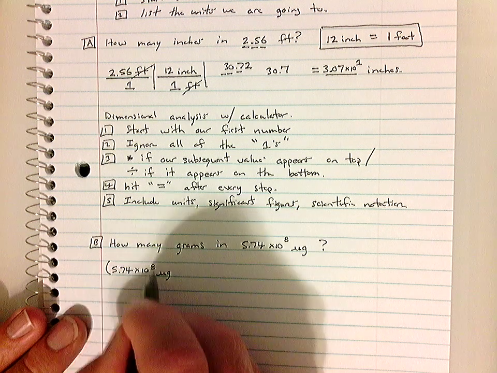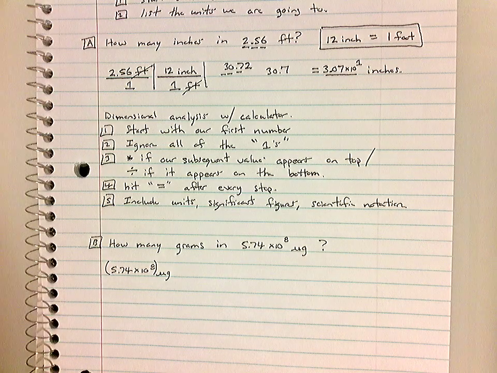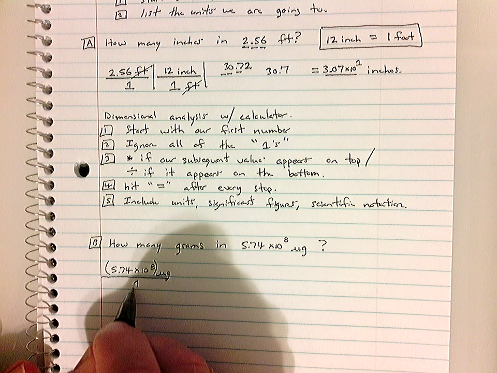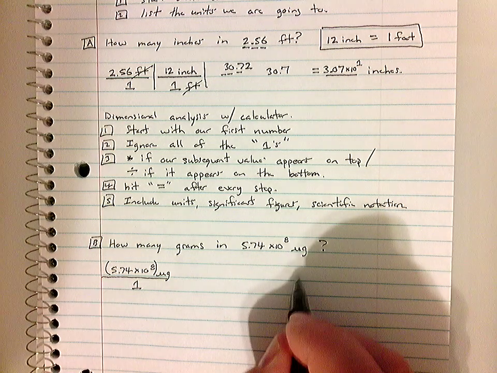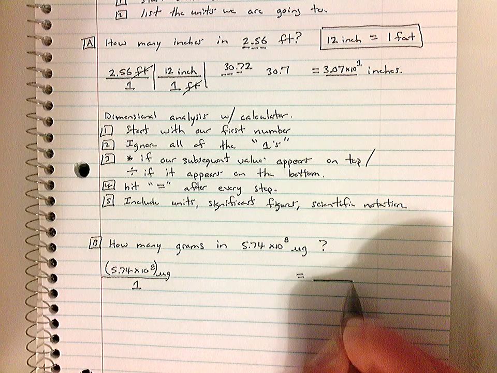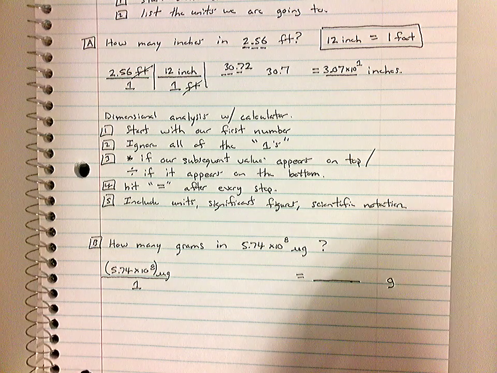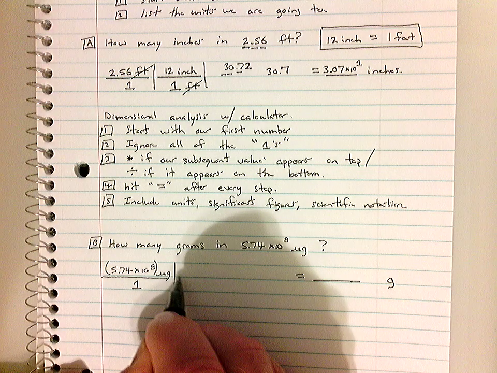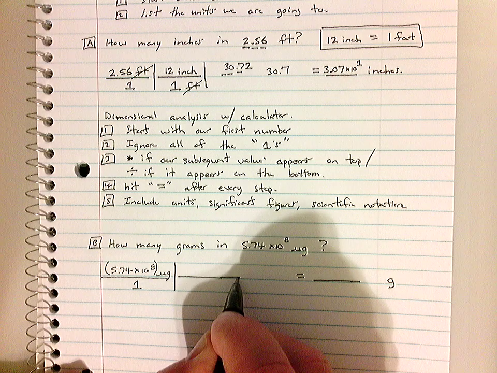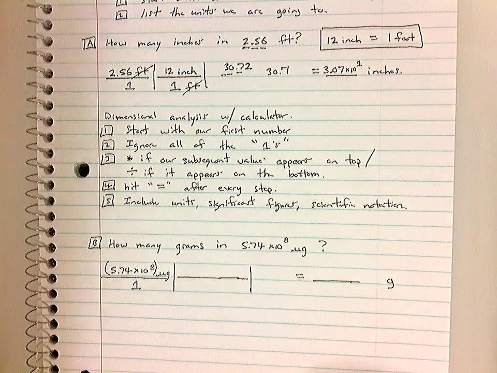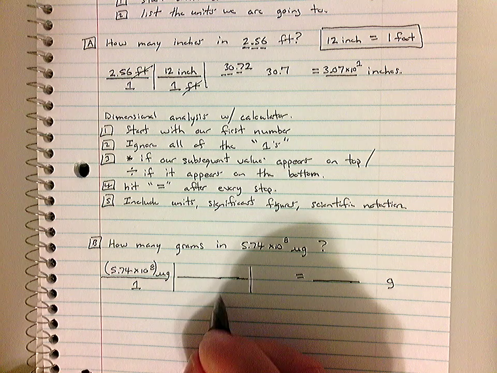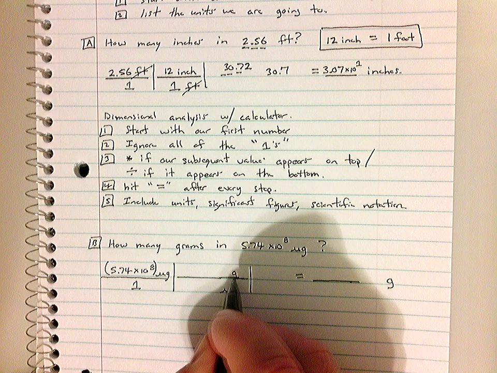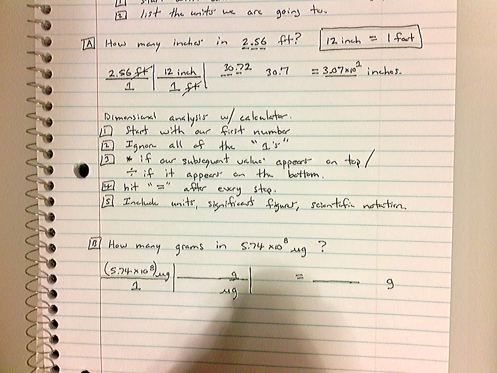I'm going to go ahead and put that into parentheses because I'm always going to do that on my calculator. When I have to put scientific notation in my calculator, I'm always going to use parentheses. We're going from micrograms into grams. We set up our dimensional analysis bar. We are going to place micrograms on the bottom and grams on the top because we want microgram units to cancel out.